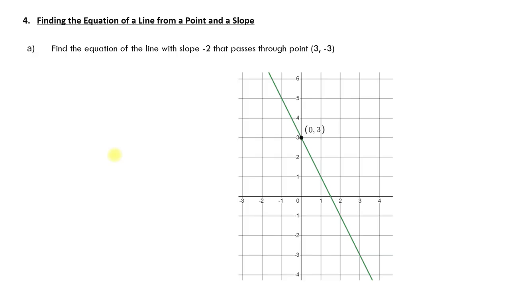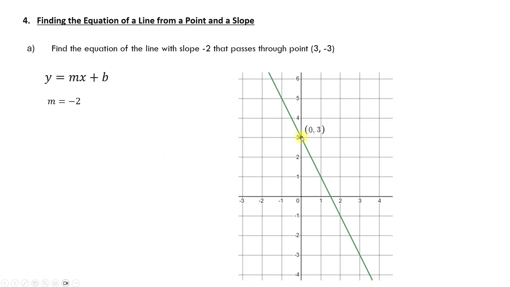Question 4 asks us to find the equation of the line with a slope of negative 2 that passes through the point 3, negative 3. So we'll use our equation y equals mx plus b, and we try and discover the various values. Our slope is negative 2. Now how do we know that?